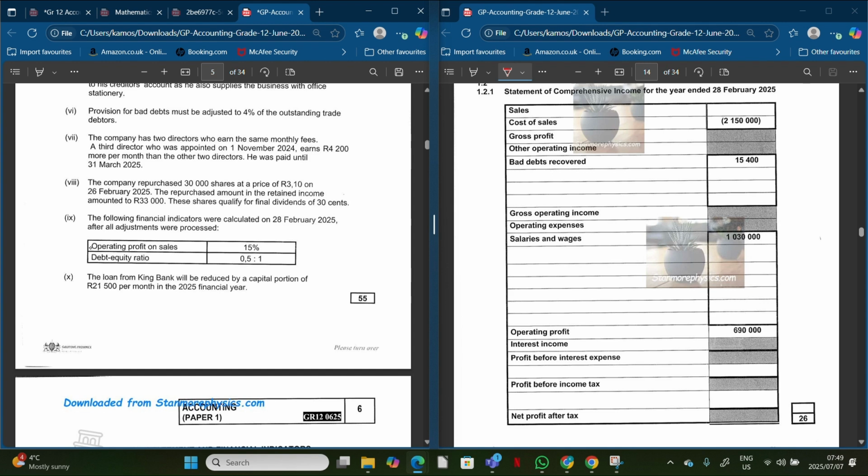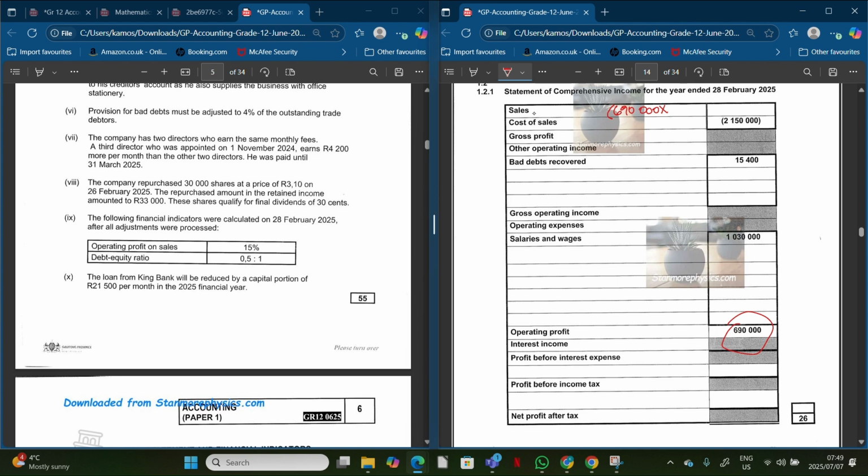So first things first, we need to find the operating profit. We are given the balance of the operating profit on the right hand side. It is 690 thousand, meaning that here we're going to have an adjustment of 690,000. Then you're going to multiply it by not 15%, but by 100 over 15. Why are we doing that?